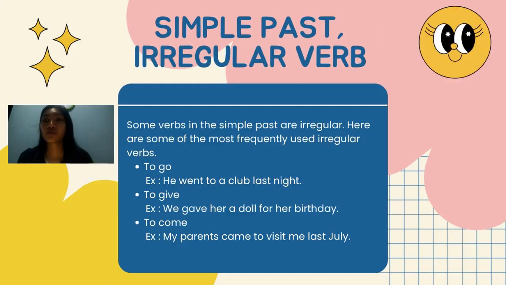Simple past irregular verbs. Some verbs in the simple past are irregular. Here are some of the most frequently used irregular verbs. 1: To go. Example: he went to a club last night. 2: To give. Example: we gave her a doll for her birthday. 3: To come. Example: my parents came to visit me last July.